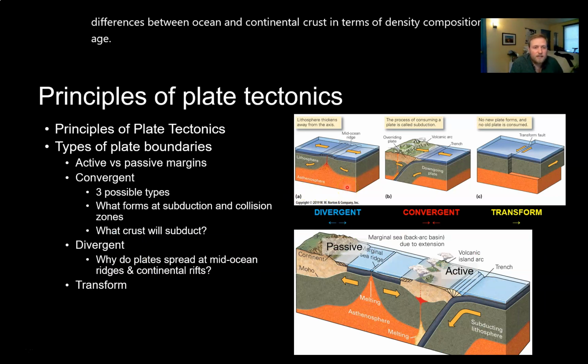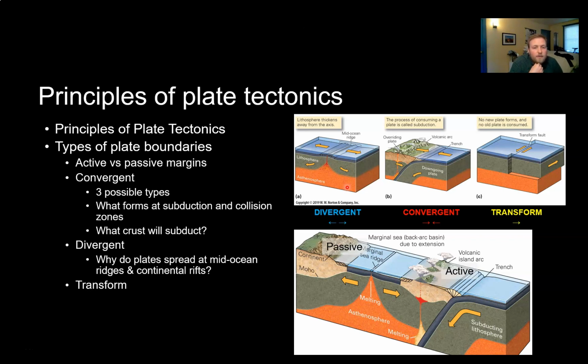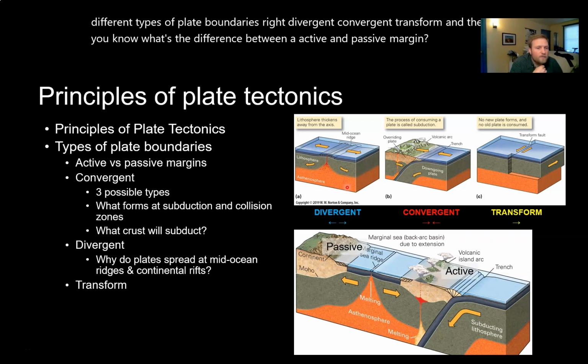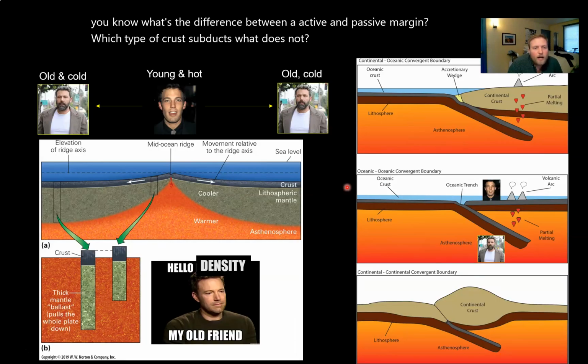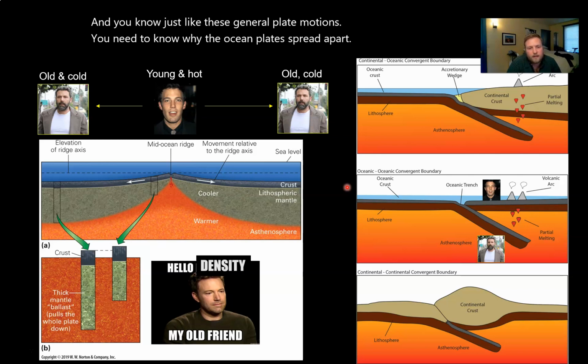What are the main principles of plate tectonics? That's in a lecture. What are the different types of plate boundaries? Divergent, convergent, transform. And then, what's the difference between an active and passive margin? Which type of crust subducts, and which does not? And just like these general plate motions, you need to know why the ocean plates spread apart. You also need to know what types of collisional environments can exist: these three different types of continent-ocean, ocean-ocean, or continent-continent.